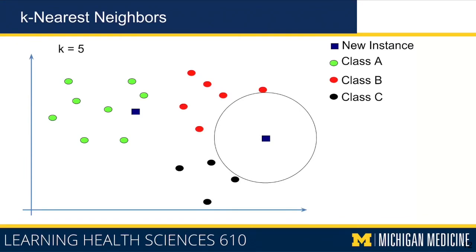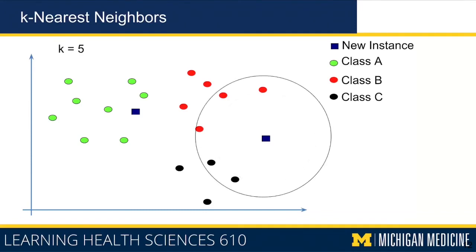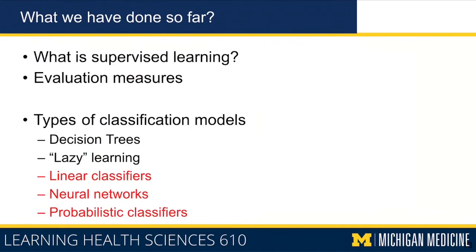When you have another instance, you need to find 5 neighbors. If you use the same circle, you may not find any instance. You may have to go far to get to the 5 instances. In this case, you're expanding your neighborhood, having a more relaxed similarity metric, and then you find that 3 of your 5 closest neighbors are red, that's class B, so the label would be class B.